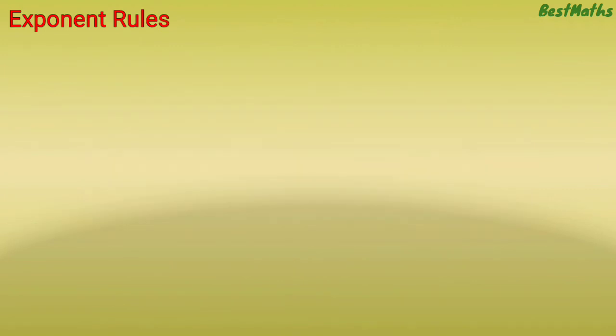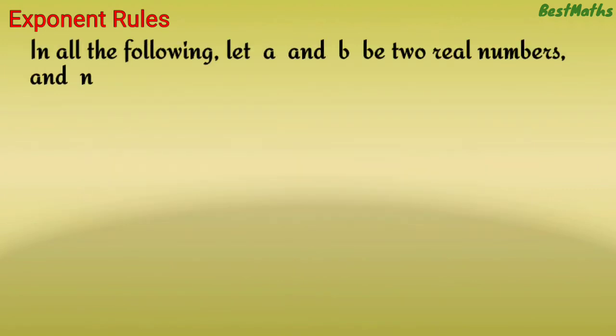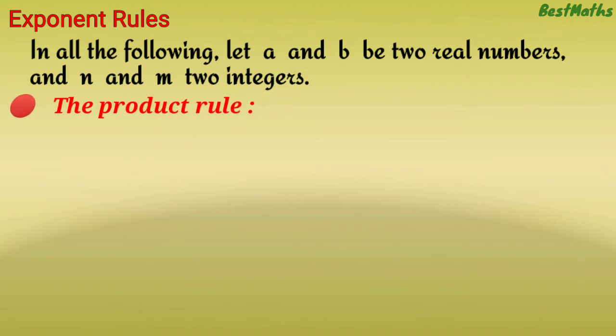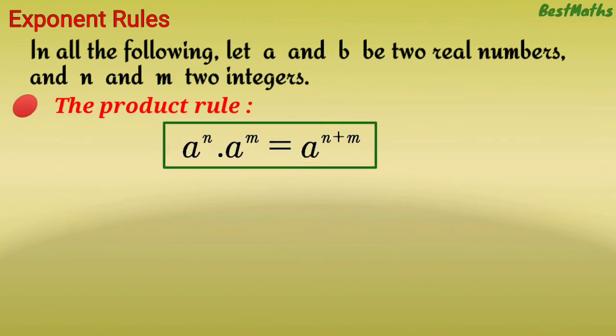Now we will pass to the exponent rules. In all the following, let a and b be two real numbers and n and m two integers. We start with the product rule. The product rule says that if I have a to the power of n times a to the power of m, that's the same thing as a to the n plus m power. In other words, when I multiply two expressions with the same base, then I can add their exponents.